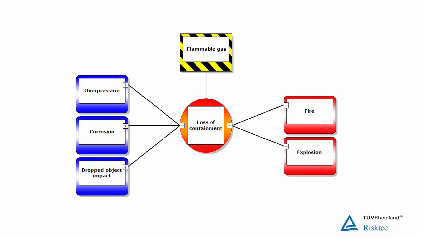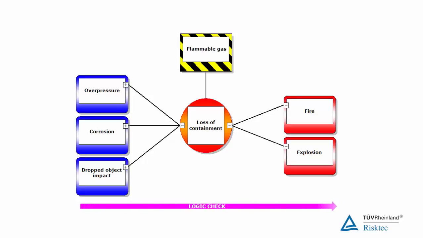We now have the basic skeleton of the bowtie diagram, and you can see why it's called a bowtie. The threats on the left side illustrate how control of the hazard can be lost. The loss of control sits in the centre at the knot of the bowtie, and the ultimate consequences, once that initial loss of control has progressed, are shown on the right.